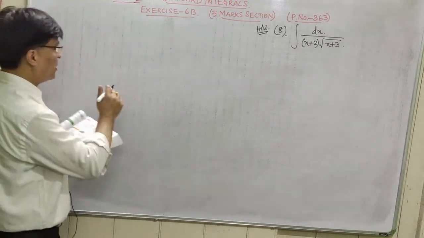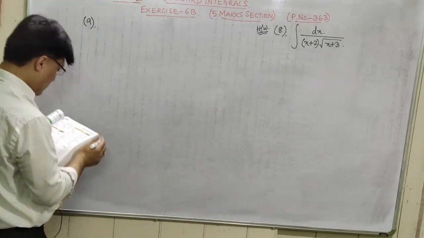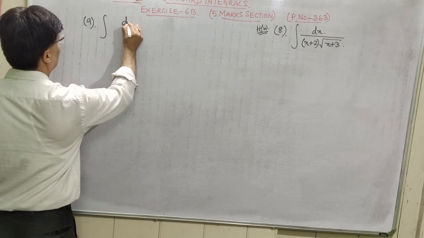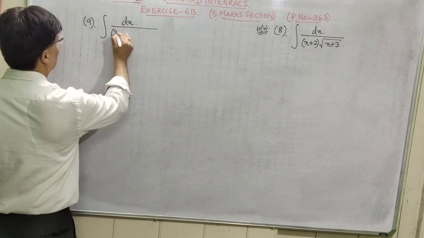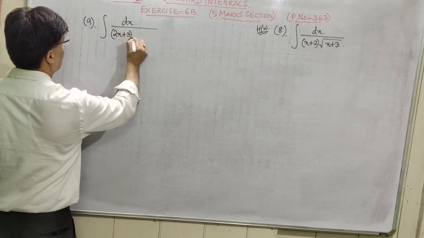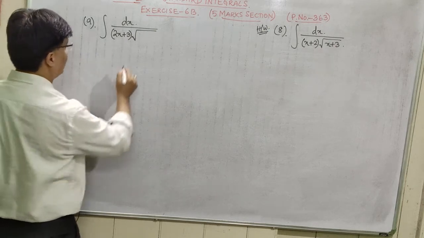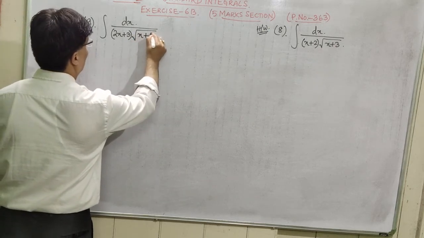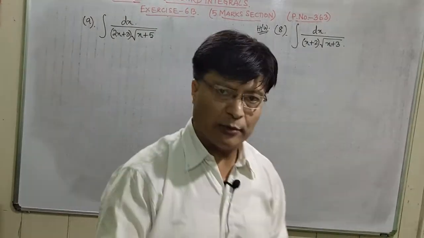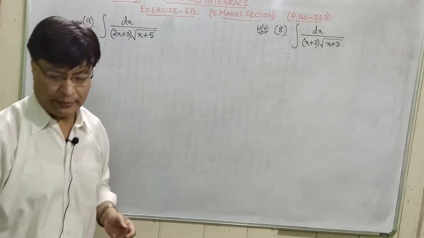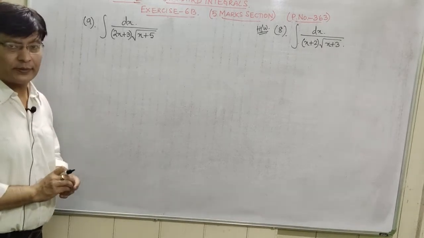Question number 9 is a similar type of question. We will do it here. Question number 9 is the integral of dx divided by, in the denominator, 2x plus 3 and within the square root we have x plus 5. Question number 8 and question number 9 are of a similar type of problem, and we can use the same method in this case. Question number 8 is your homework. Now we will do question number 9.